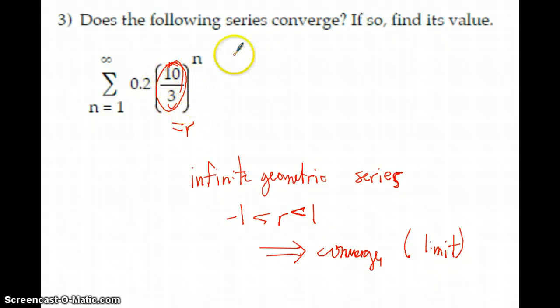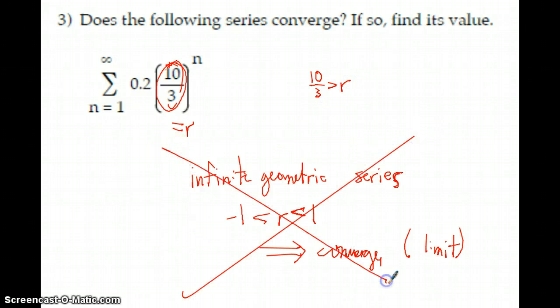Well, 10 thirds is greater than 1. So since 10 thirds is greater than 1, this thing is not one of these. This one does not converge. So I'm going to say no, it does not converge.